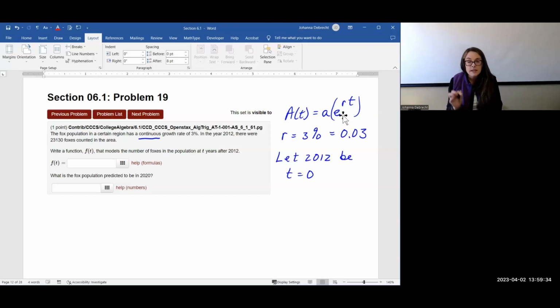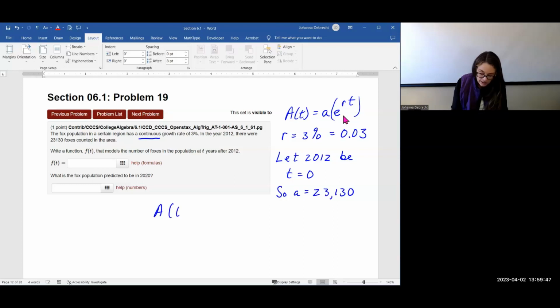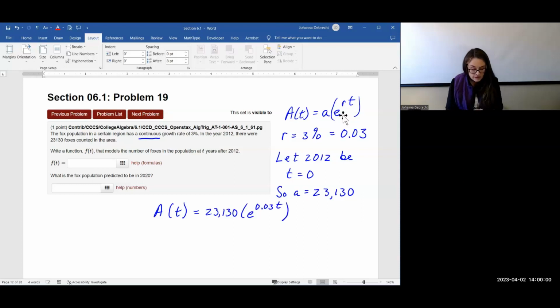If that's the case, then the number of foxes in that year is my initial value. So A is equal to 23,130. So now I have that the accumulated amount later on is going to be 23,130 times e to the 0.03t. And this becomes my equation.